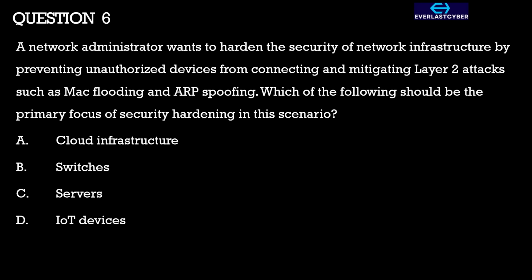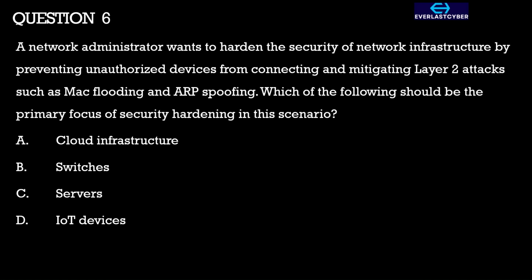Question 6. A network administrator wants to harden the security of network infrastructure by preventing unauthorized devices from connecting and mitigating layer 2 attacks such as MAC flooding and ARP spoofing. Which of the following should be the primary focus of security hardening in this scenario? A. Cloud infrastructure. B. Switches. C. Servers. D. IoT devices.